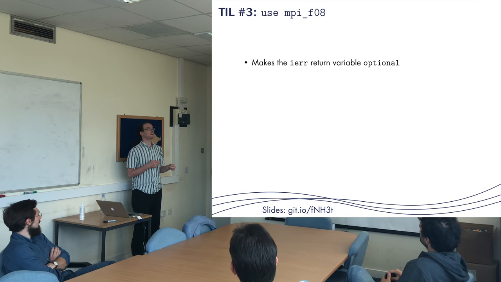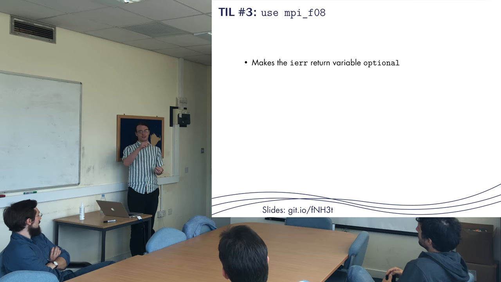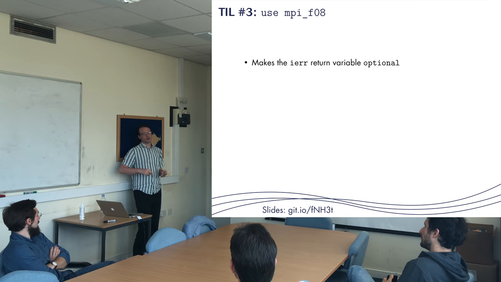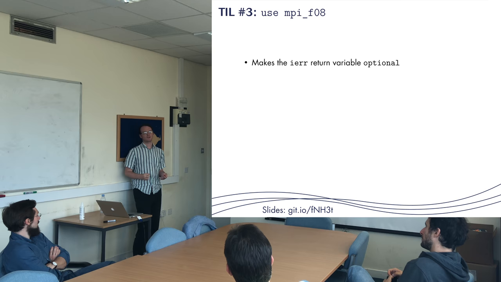So in C, when you call an MPI function, it returns a value that you can assign to something or discard. Whereas in Fortran, MPI calls are subroutines, so they can't return anything. So in older versions of MPI, you had to pass an extra variable at the end of every single MPI call to store the return value. And now that's been made optional, so you don't have to anymore, which is nice.